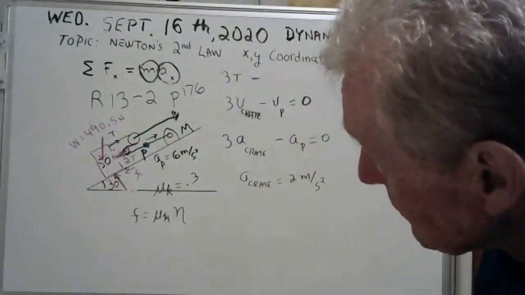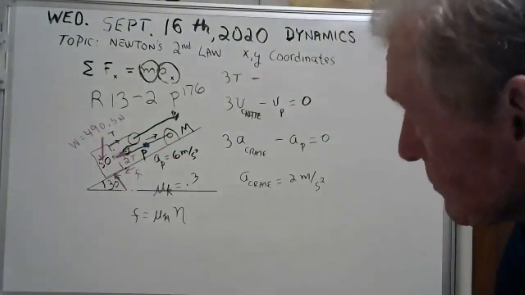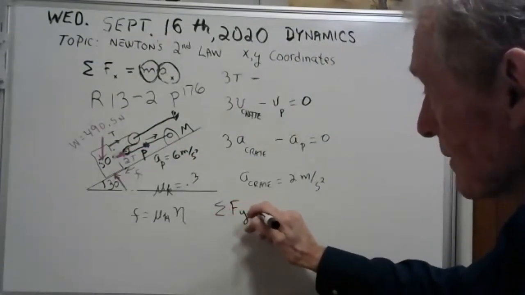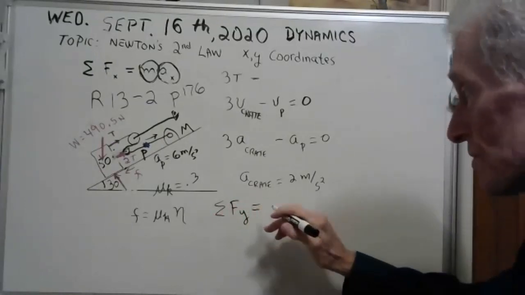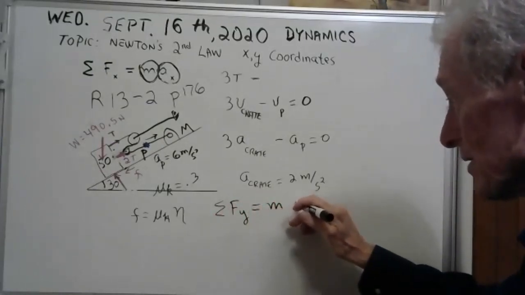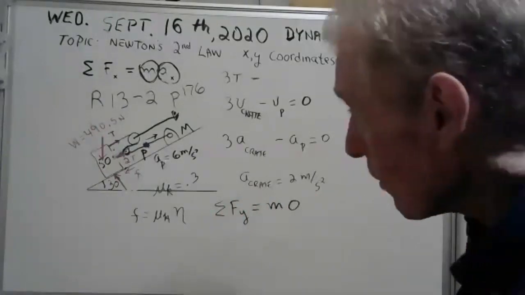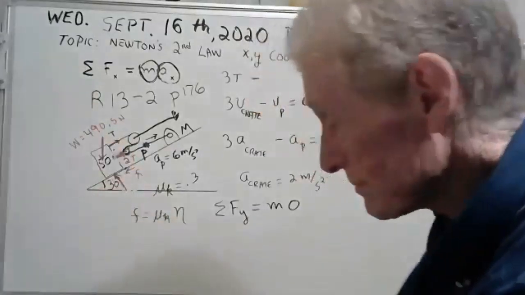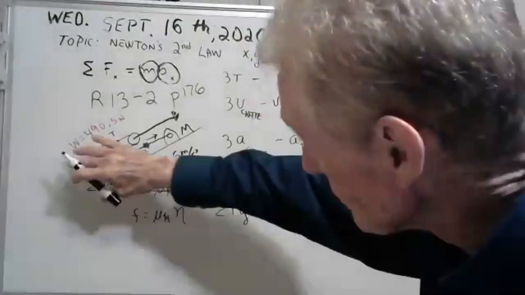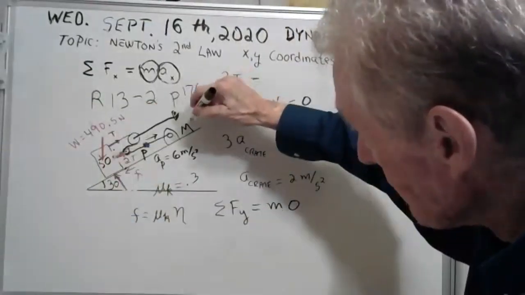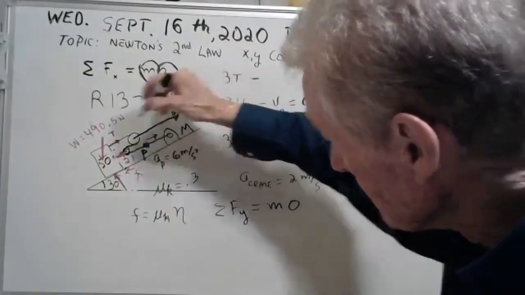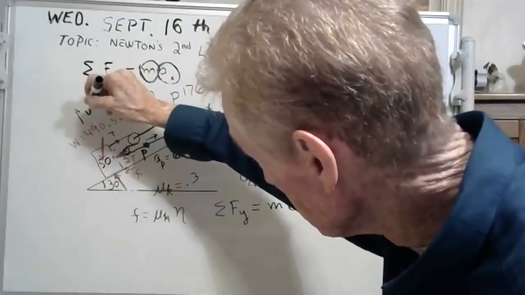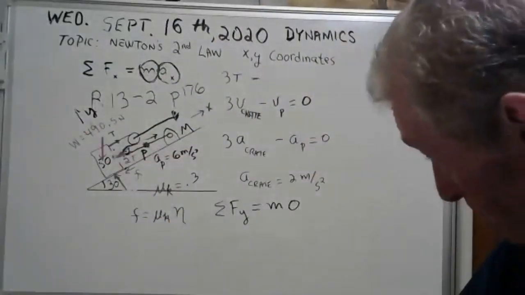And so to find the normal, you have to write the sum of the forces in the y direction. But see, the sum of the forces in the y direction, well, it's equal to ma. It's just that a is 0. It doesn't accelerate in the y direction. All the acceleration is in the x direction. Here's the x direction. Here's the y direction. And it does not accelerate in the y.